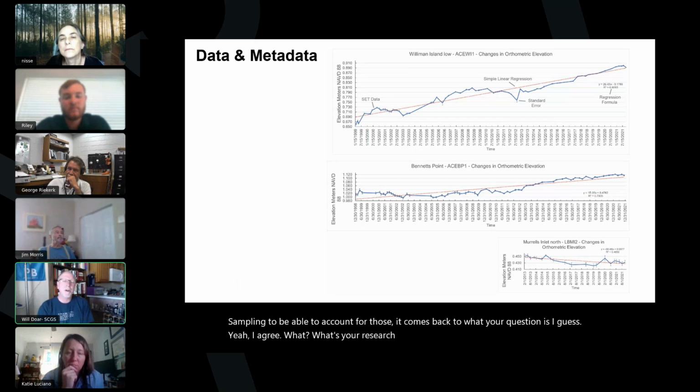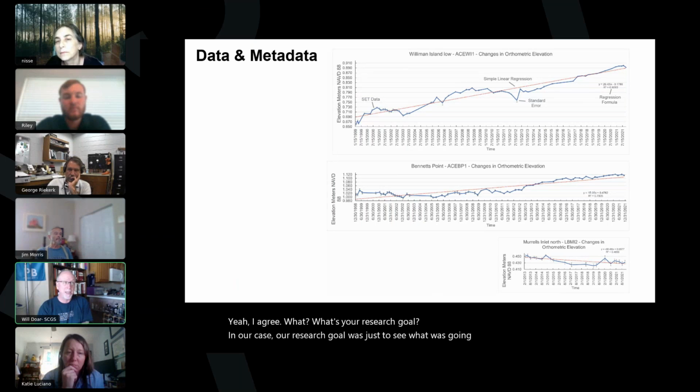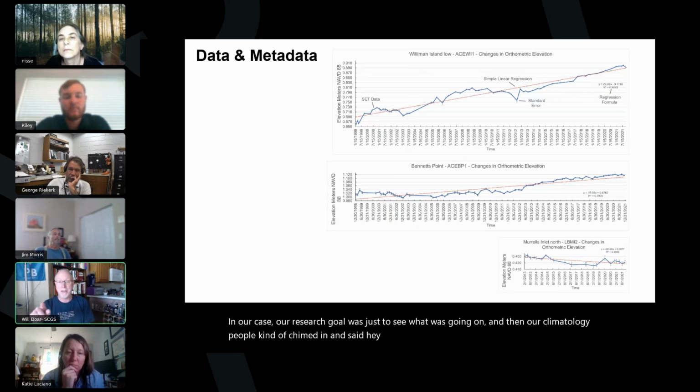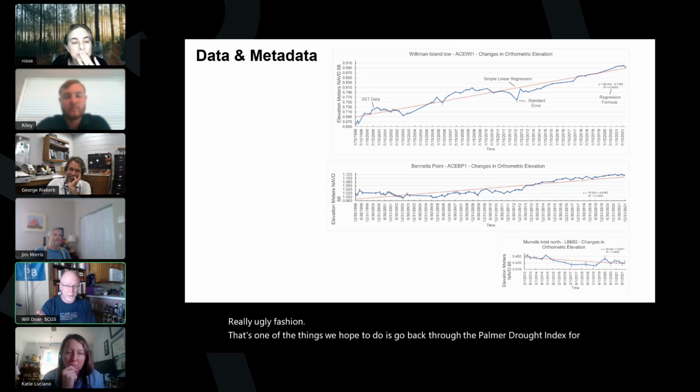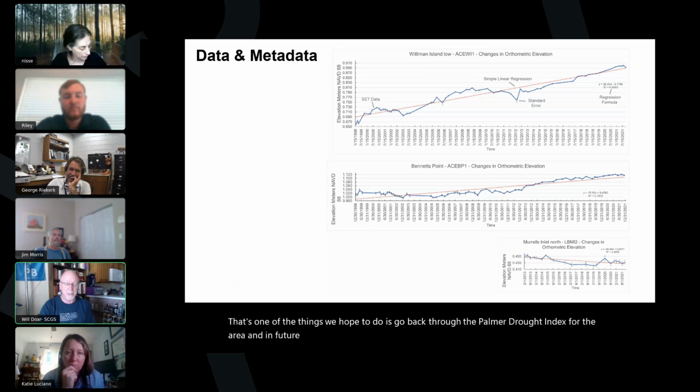In our case, our research goal was just to see what was going on, and then our climatology people chimed in and said, "Hey, that kind of looks like our Palmer drought index graph in a really ugly fashion." That's one of the things we hope to do in future work, go back through the Palmer drought index for the area and compare our data versus that data. We just haven't had time.